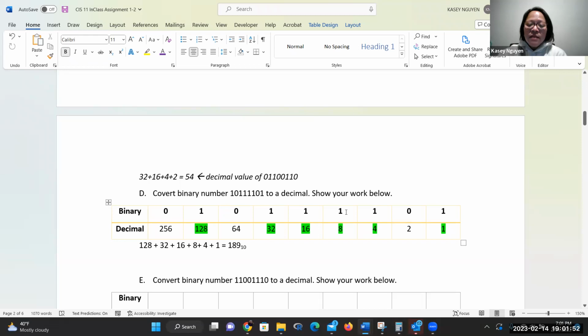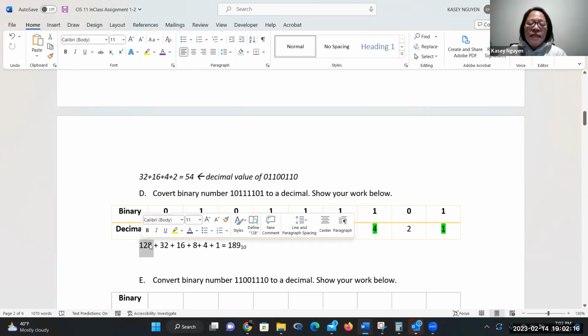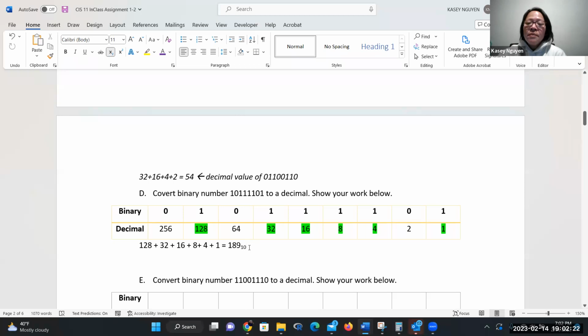Look at the next bit. 8 is also on, so we plus 8. The next bit, 16, it's also on. We're going to plus 16. Again, 32, that one is on. It's going to skip 64, that bit is off, so don't worry about that. Then we're going to add 128. That one is on. So as we sum that up, we would have 189 base 10 or decimal number.